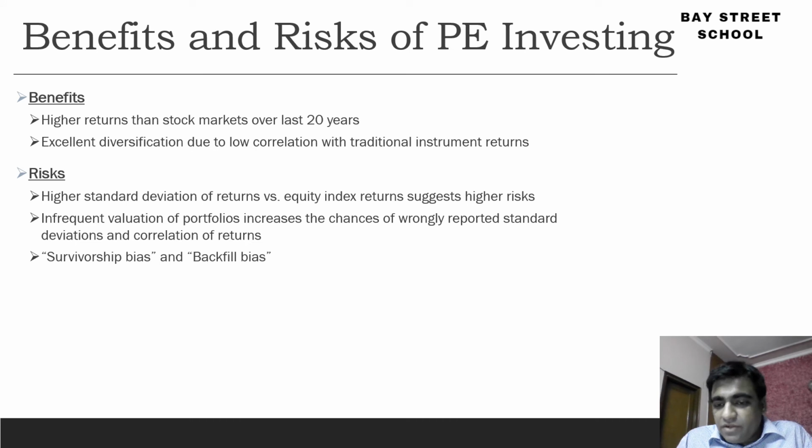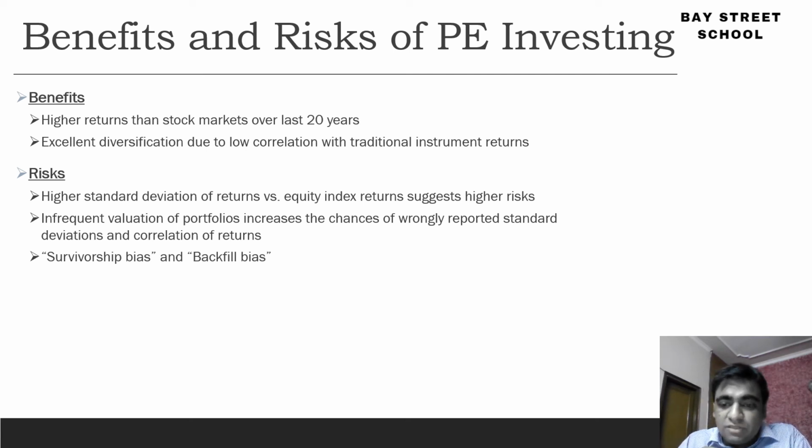Survivorship bias and backfill bias. Again, these are biases where survivors survive to tell the story, right? All the data, as we saw in benefits, higher return than stock markets. You are basically taking a sample size, and if that sample size only has survivors and all the private equity funds which vanished in, say, a downturn are not there as a part of your data, you are again representing it in a wrong way. So this is also there.